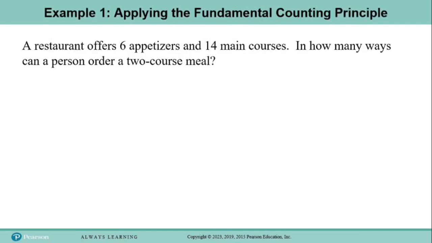So here is our first example. Example 1 says, a restaurant offers 6 appetizers and 14 main courses. In how many ways can a person order a 2-course meal? So what we're going to do is put down a blank for each event that's going to occur. In this case, the person is going to order 1 appetizer and 1 main course. So I need a blank for the number of appetizer choices, multiplied by the number of main course choices. There are 6 appetizers and 14 main courses to choose from. 6 times 14 is 84. So there are 84 different combinations that a person could order when they're ordering a 2-course meal at this restaurant.